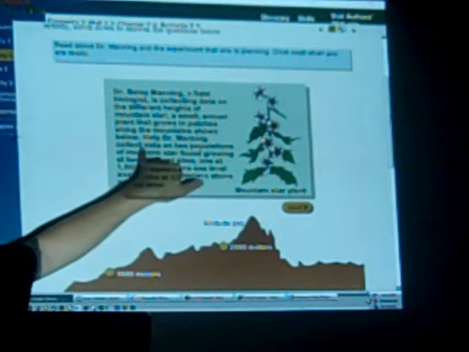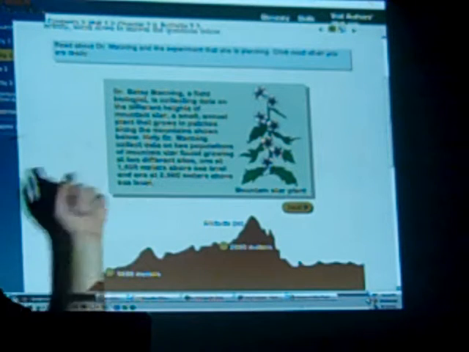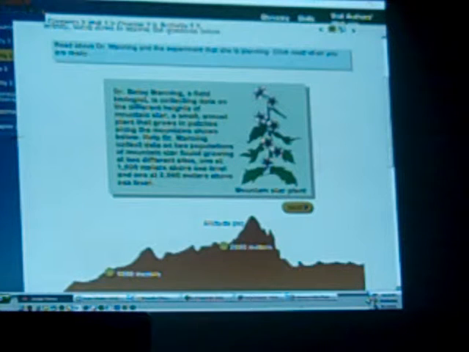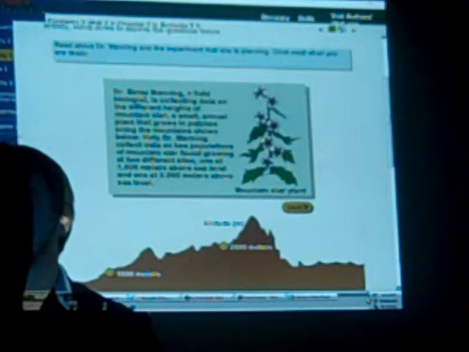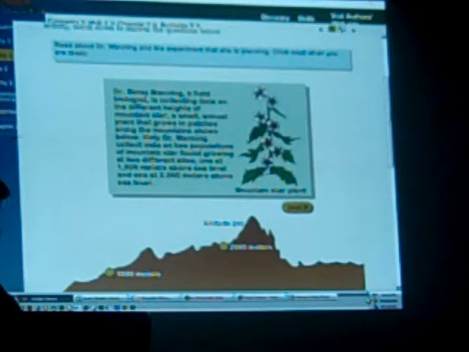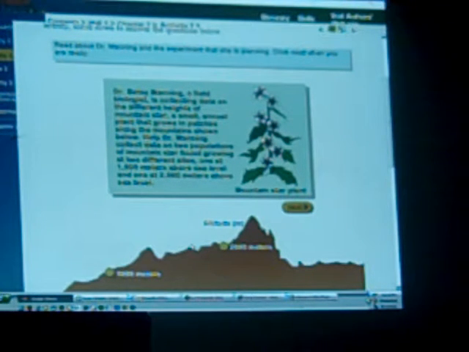Help Dr. Manning collect data on two populations of mountain star found growing at two different sites, one at 1,000 meters above sea level, one at 2,000 meters above sea level. You can access this activity by yourselves, by the way. When I give you your book, I'm also going to give you sign-in information for how to access this. But anyway, okay, I'm going to click next. So we're looking at things that are going 1,000 meters up. It's about 3,000 feet. 2,000 meters up, that's about 6,000 feet, so twice as high.